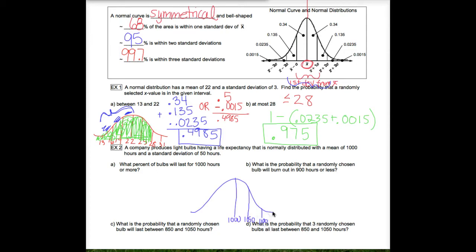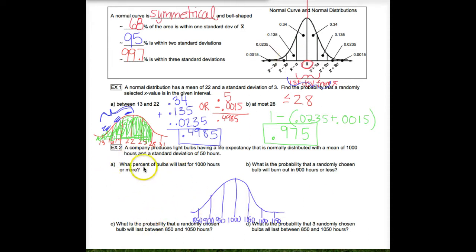1,100 here, 3 standard deviations, 1,150. And then on the other side, subtracting that, so 950, then 900, and then 850. So there are the numbers associated with each of my standard deviations.